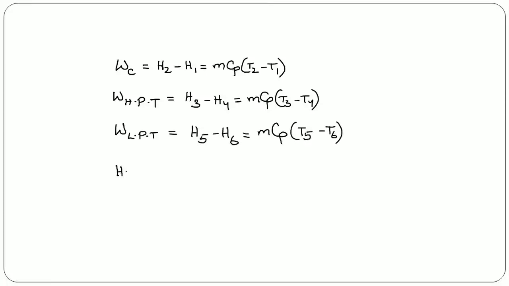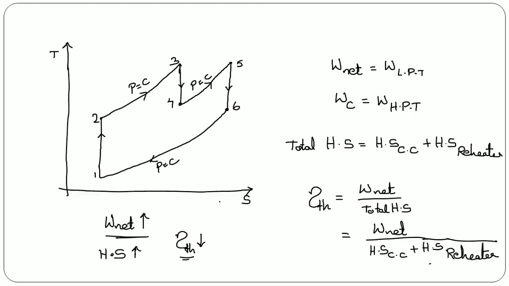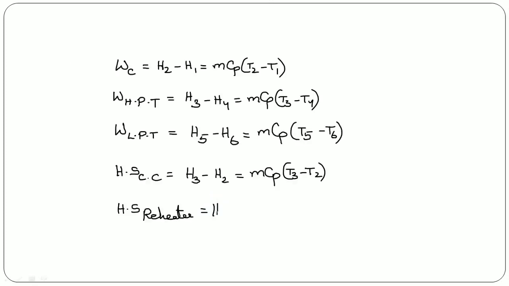Heat supplied in the combustion chamber. Heat supplied is during process 2 to 3. So H3 minus H2 or mCp (T3 minus T2). This is heat supplied in the combustion chamber, and heat supplied in the reheater. So reheating is happening from 4 to 5. So H5 minus H4, you can write this as mCp (T5 minus T4). So this is heat supplied in the reheater. So these formulas we need to remember.